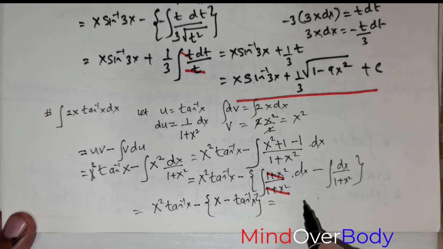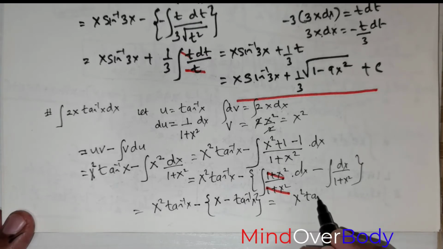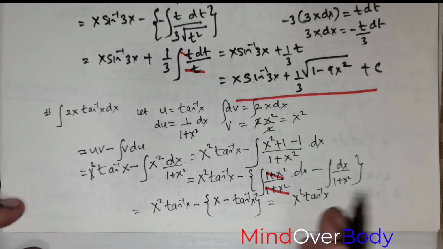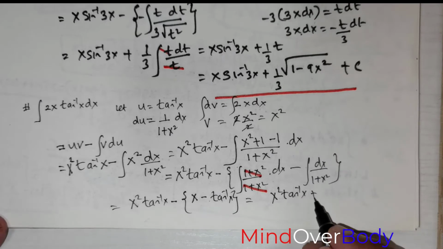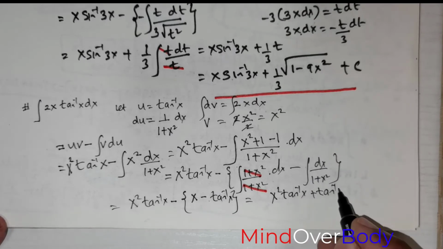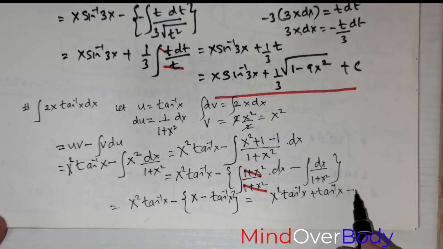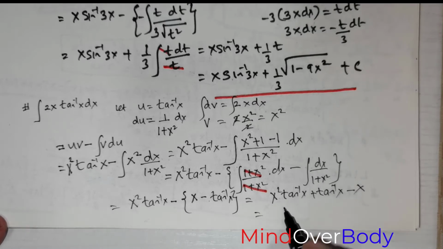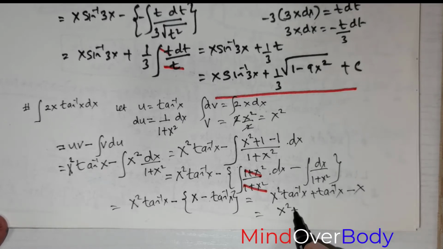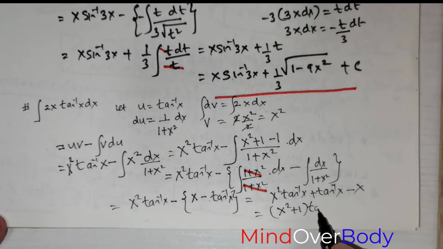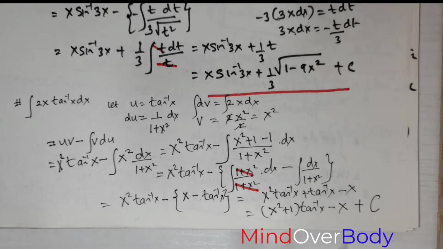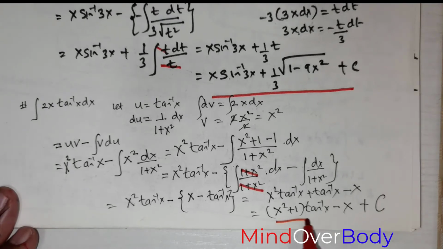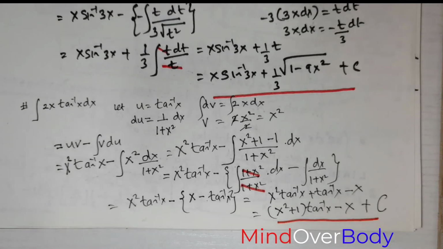So I remove the parenthesis and I can rewrite this as x squared times tan inverse of x. You got a positive tan inverse of x there, so I place that first, and then you got a negative x. Now you can take tan inverse of x out and write this as x squared plus 1 times tan inverse of x followed by a negative x followed by arbitrary constant c, and this is a good place for us to draw the red line.